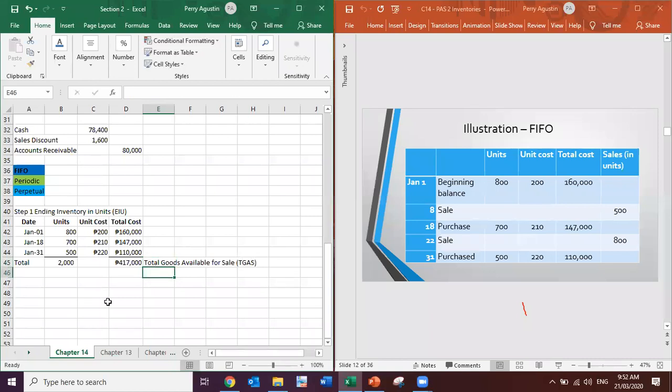All right. So the next thing that we have to do, if this is the number of items that we can sell, how many items have we sold? So we have sold the following. So we have sales on January 8th. So this is 500. Then we have a sale on January 22 as well for 800.